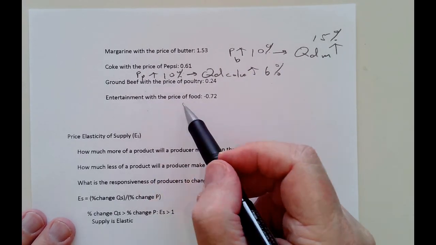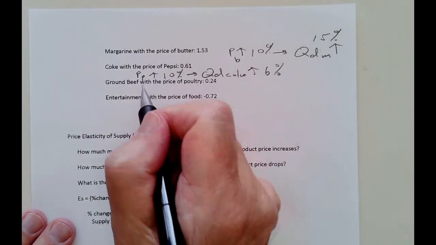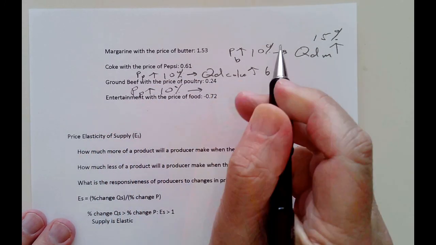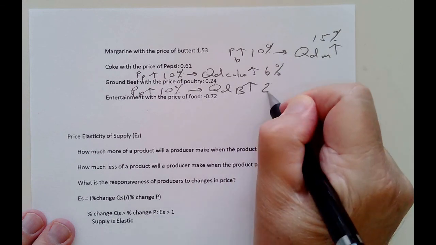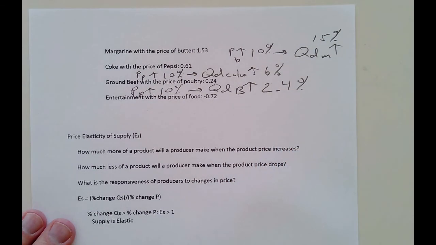Ground beef with the price of poultry, very small substitutes. So if the price of poultry, chicken, goes up by 10%, the quantity demanded of ground beef goes up by a little bit, about 2.4%. So it looks like people, again, are going to stay with their chicken, maybe turkey, or maybe go into another type of meat, maybe fish. Maybe check out some vegetarian. Impossible Burger and Beyond Beef are pretty good vegetarian substitutes, plant-based proteins.